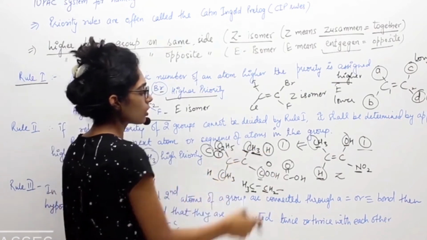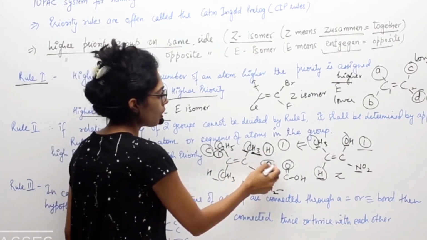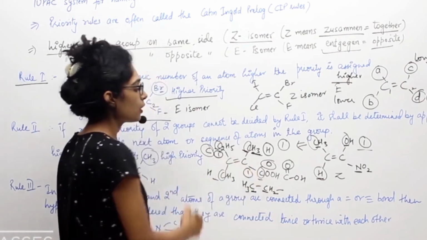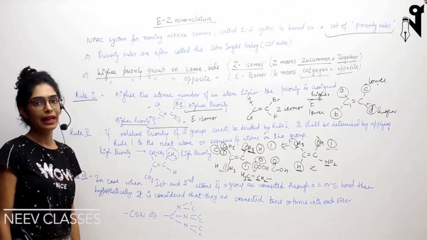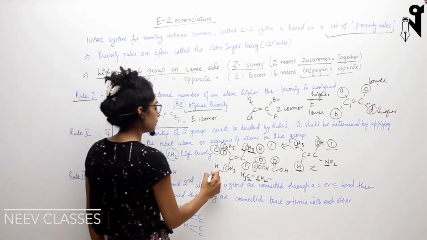Here between hydrogen and oxygen, which has the higher priority? The one with the oxygen. So this is the higher priority group. So the higher priority groups are opposite to each other, and hence this will be called E.